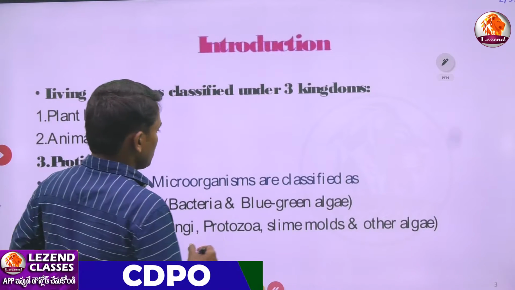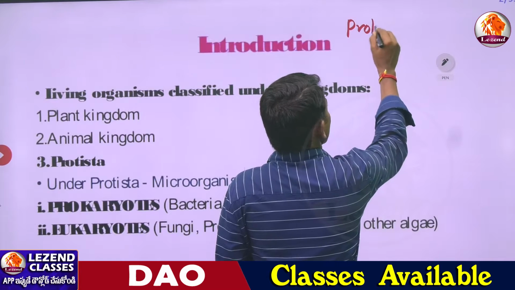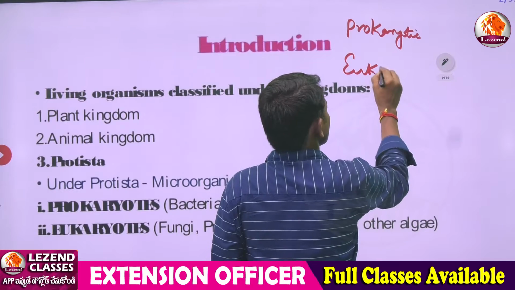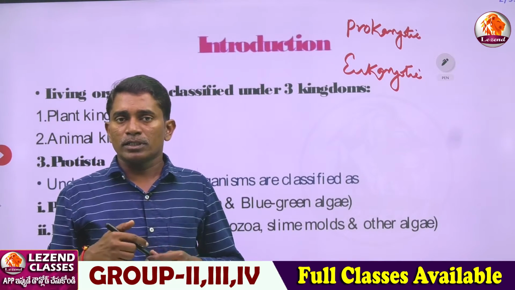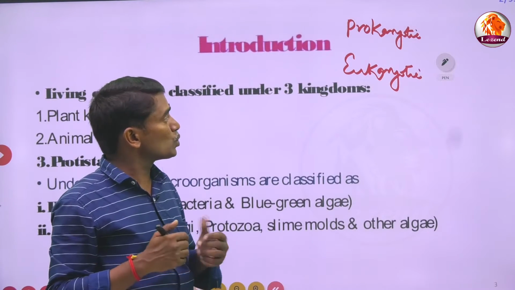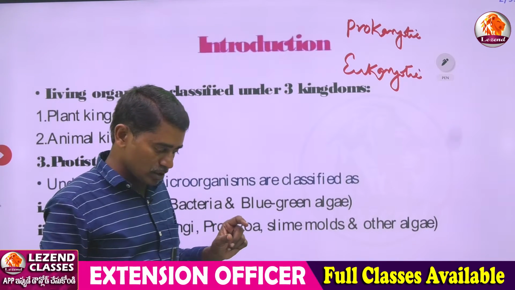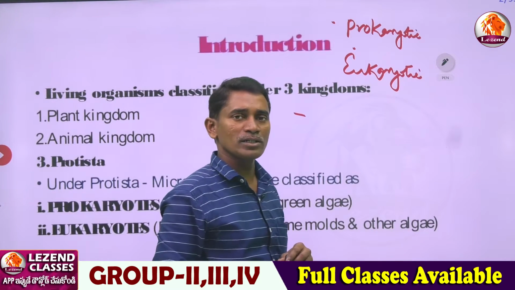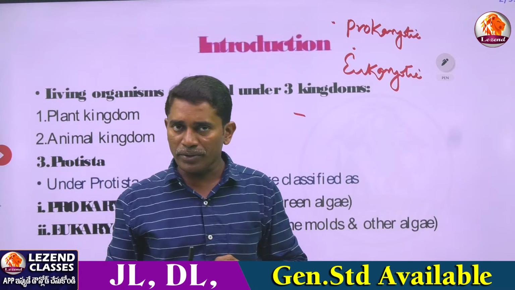Basically, organisms are categorized into two types: prokaryotic organisms and eukaryotic organisms, on the basis of the organization of the cells. Prokaryotic organisms usually lack a nuclear membrane. So genetic material is present, right? Genetic material is present both in eukaryotic and prokaryotic organisms.